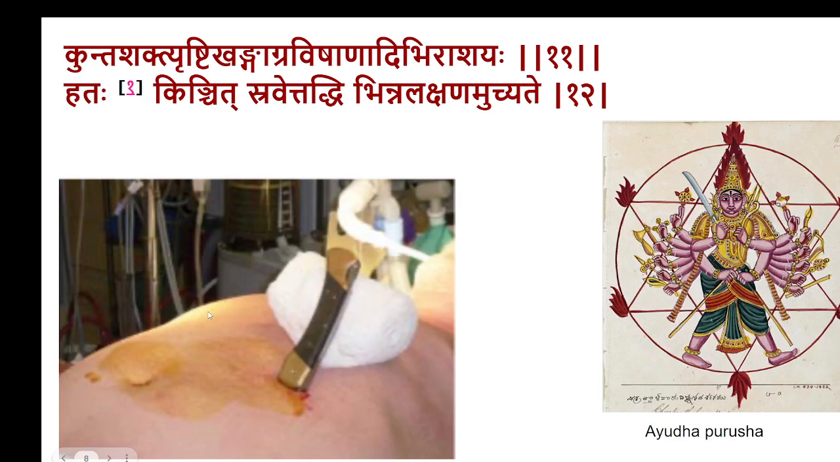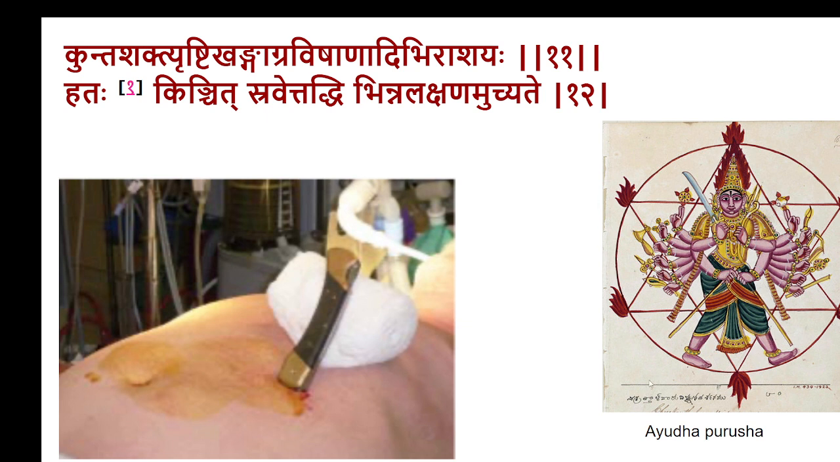Then Kunta Shakti Rusti Khadgagra Vishanadivi Ashaya Hata Kinchit Sravettadi Bhinna Lakshanam Mutyade. These Kunta, Shakti, Rusti, Khadga, Vishana, these are the different types of weapons used in Indian philosophy. You will have lots of examples and descriptions of the weapons used in warfare, and there is one specific description of Ayudha Purusha, which is Sudarshana, one of the avatars of Vishnu, who is supposed to carry all sorts of weapons.